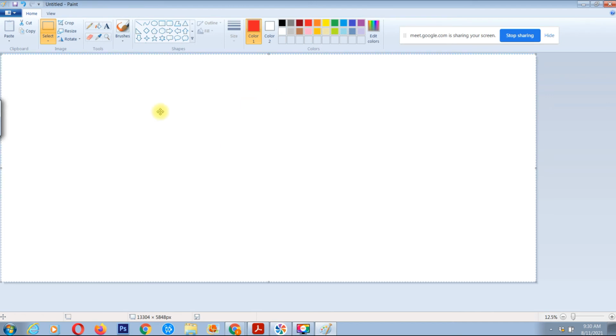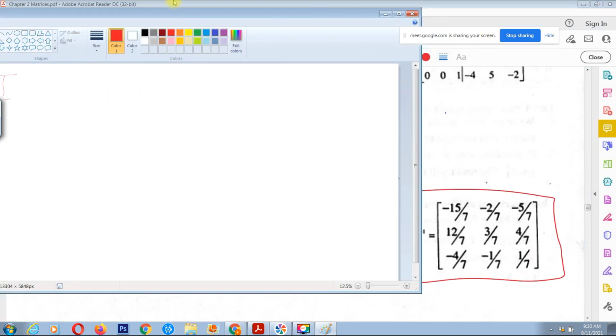Okay, A inverse. A inverse times A matrix. Matrix A, A inverse equals the identity. So how to prove it?